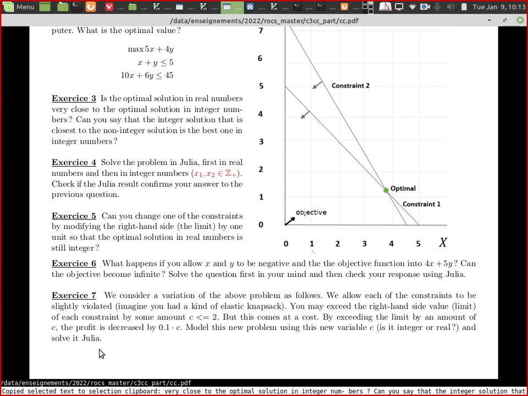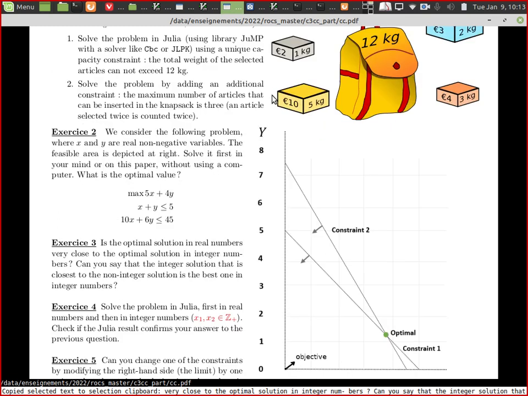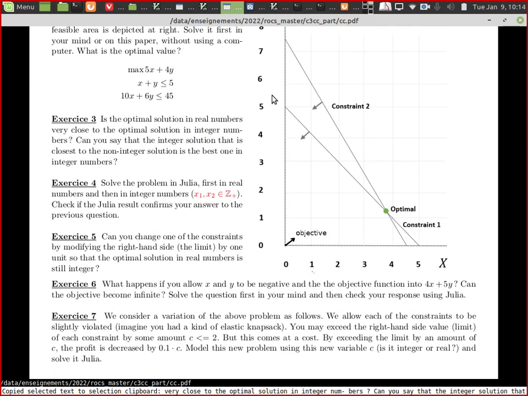In the computer class of last week and in the computer class you will have today, we may have to solve also a knapsack problem, where for each article I ask a question: do I take it or not? In this case, I will have a binary variable, because for some problems, the nature of the problem makes it interesting to be solved using binary variables. But here is not the case.